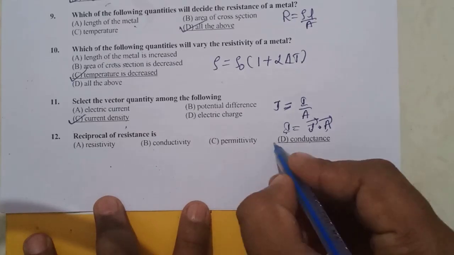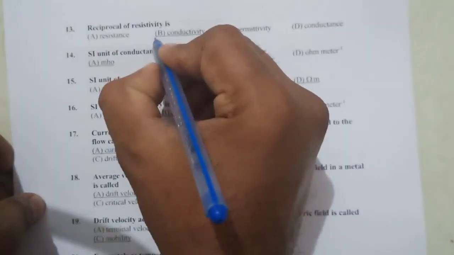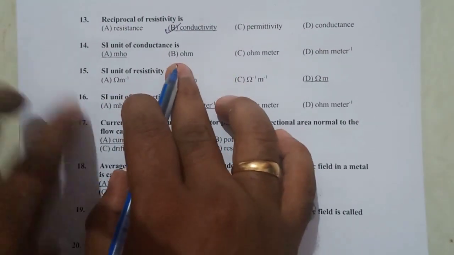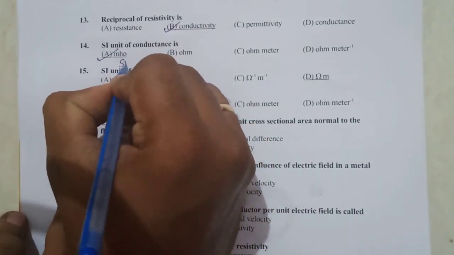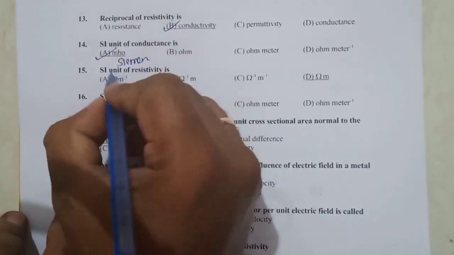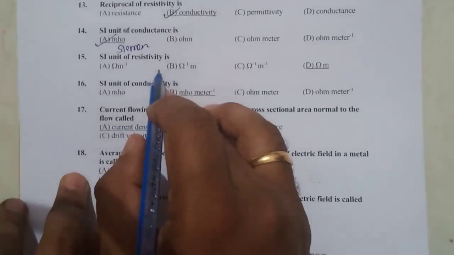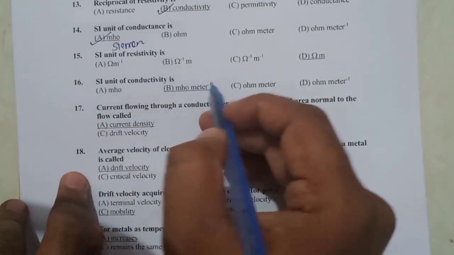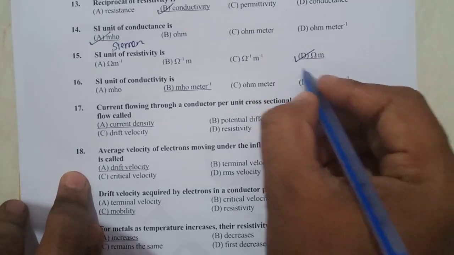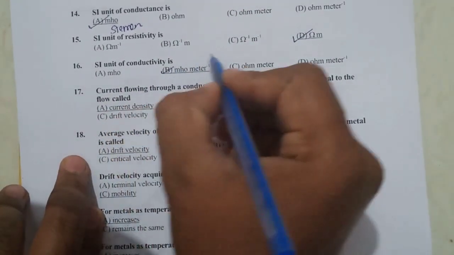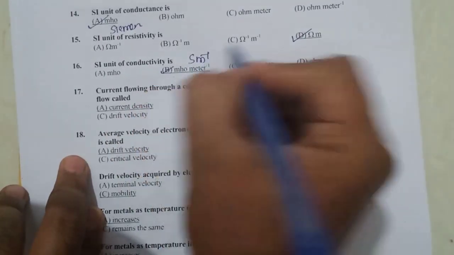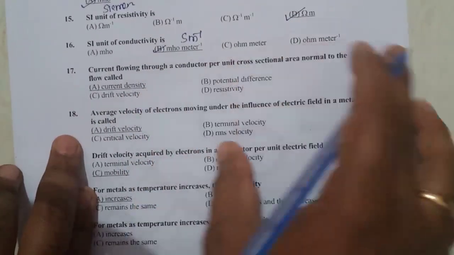Reciprocal of resistance is called conductance. Okay, and next question, reciprocal of resistivity is called conductivity. SI unit of conductance is mho, or you can also write it as Siemens. Okay, Siemens is also one of the units. SI unit of resistivity is nothing but ohm meter. SI unit of conductivity is mho per meter, or you can write as Siemens per meter. That is also correct.